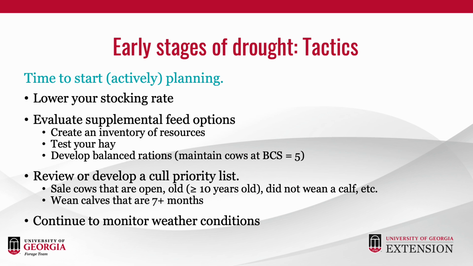We should review or develop, if we have not already, a cull priority list. We need to sell cows that are open, older than 10 years old, or did not wean a calf. If we have calves that are at least 7 months of age, they need to be weaned. We want to examine all of our herd records to see which animals are going to most likely yield that long-term return on the money that we are investing in our hay and our supplement. Again, continue to monitor weather conditions to know when to start putting this plan into place.